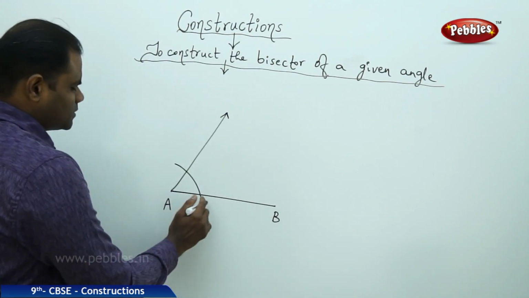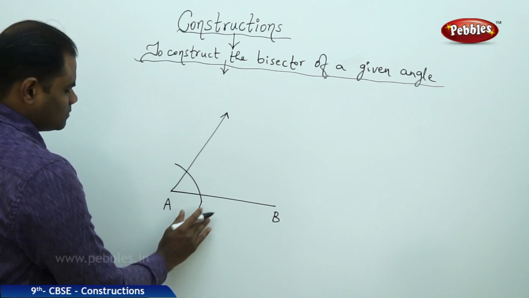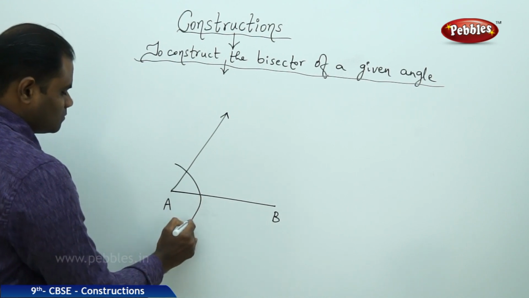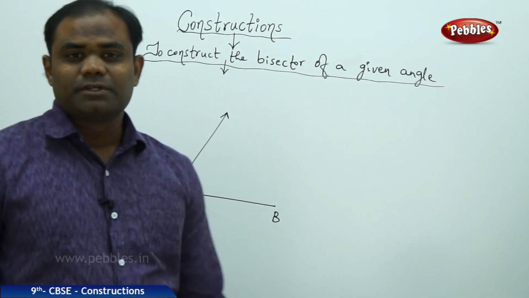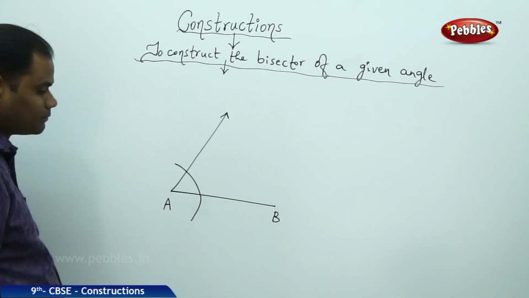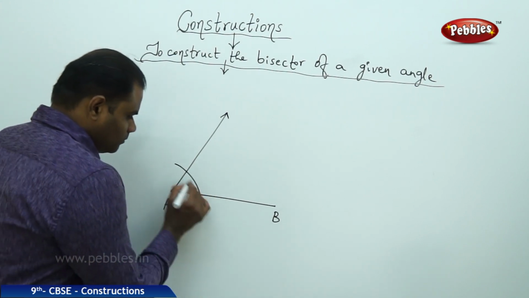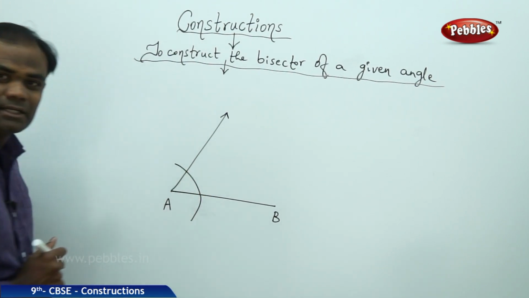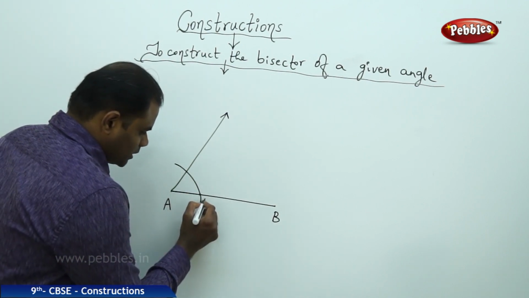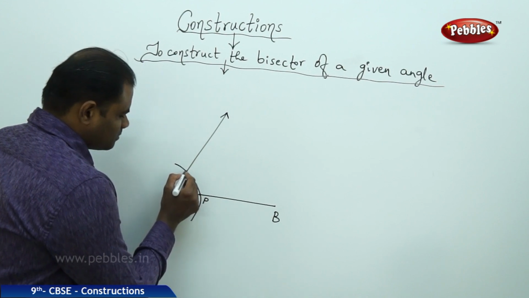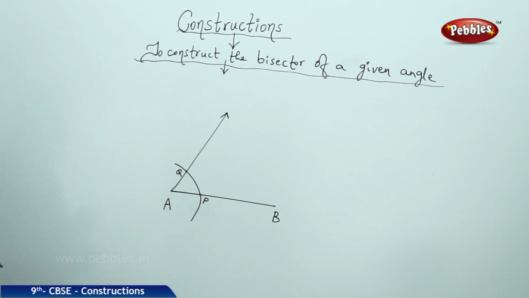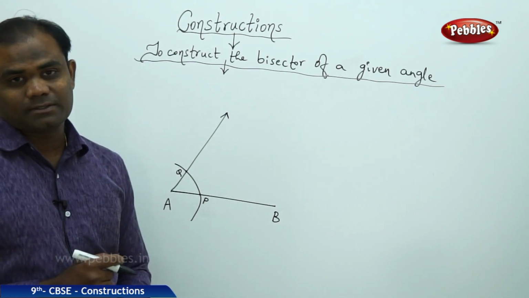Draw any arc of suitable radius. So take a compass and draw an arc. Now from the arc we clearly see that this arc cuts the two lines at two points, say P and Q. So let me mark this with P and let me mark this with Q.